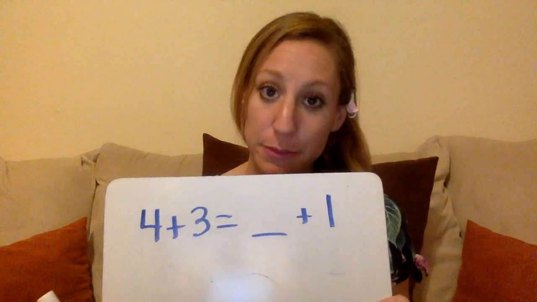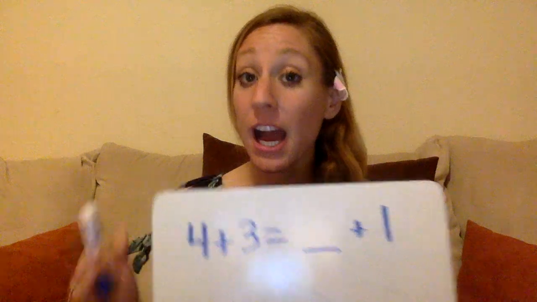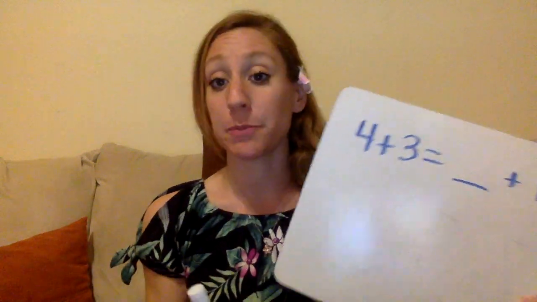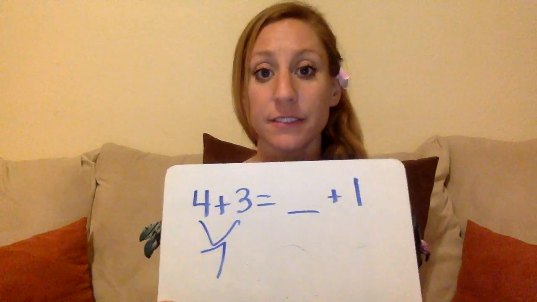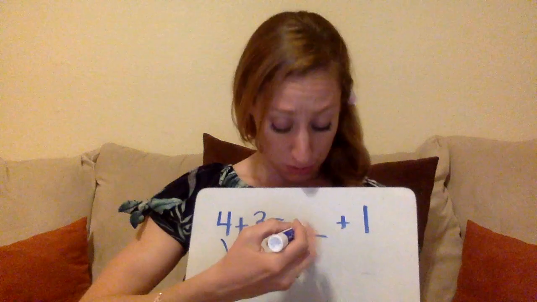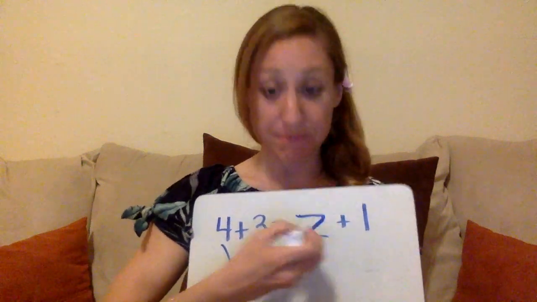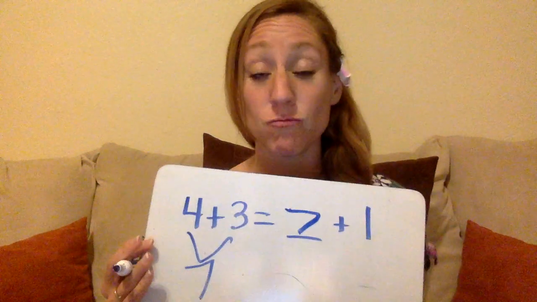Where would you start with this one? I would start with 4 plus 3. So 4 plus 3 is 7. So I'm going to show 4 plus 3 is 7. Now, a common misconception would be to say, okay, 4 plus 3 equals 7. Cool, I did it, done.